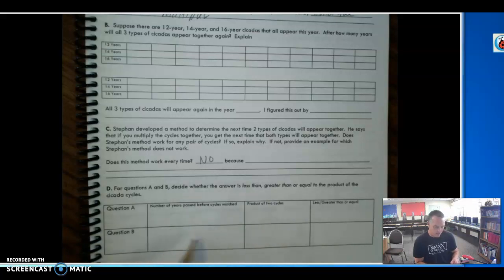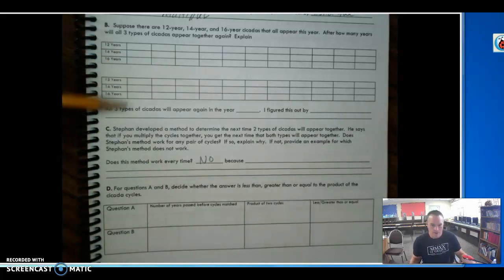And then down here, we'll take care of this when we get back. So that's the lesson for today. That's 2.2. This one we're going to fill out together, and that should be it for the math.